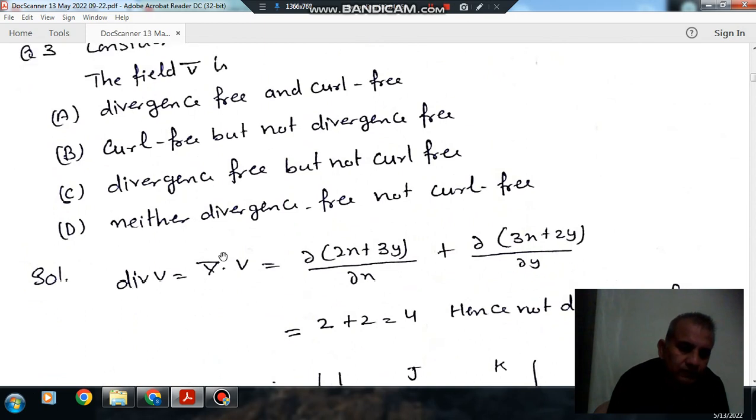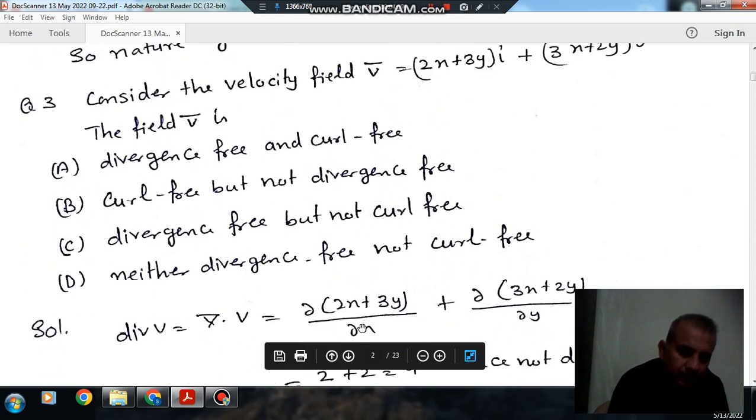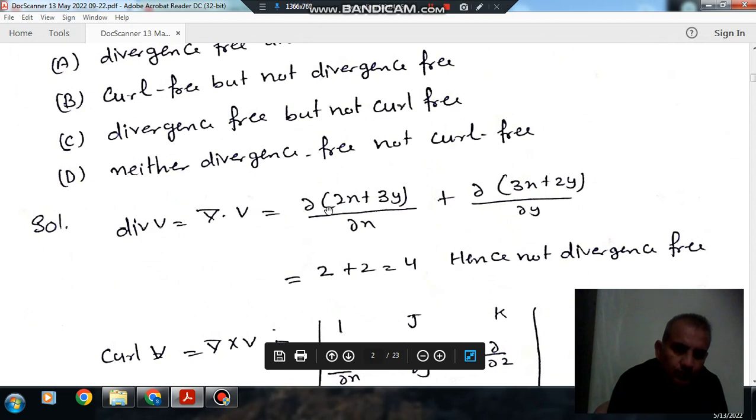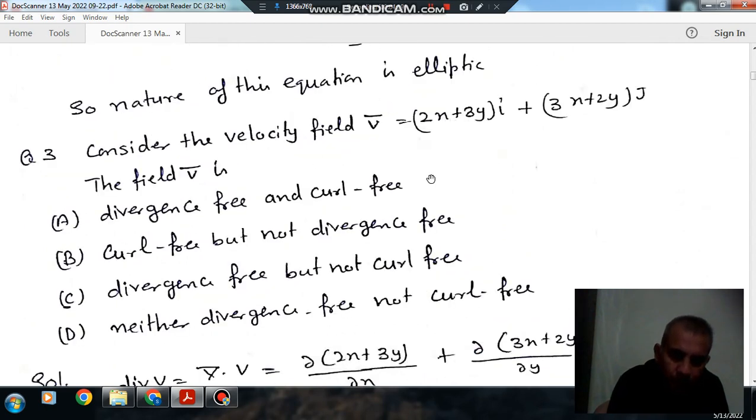So divergence is given by ∂/∂x keeping y constant, plus ∂/∂y keeping x constant. So here it's differentiation, ∂u/∂x.